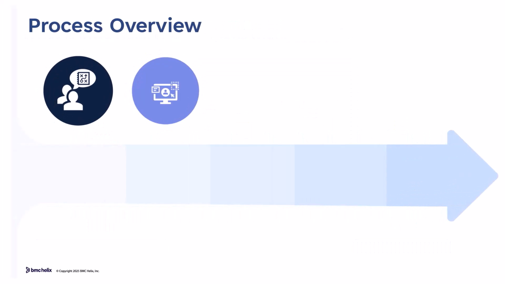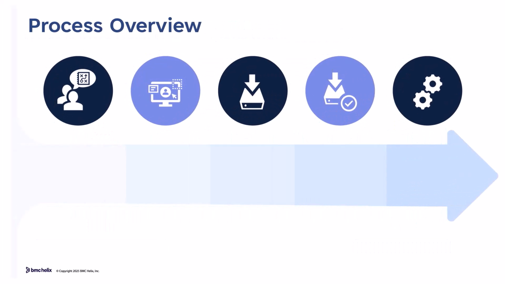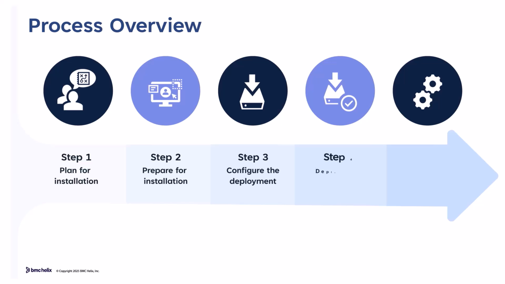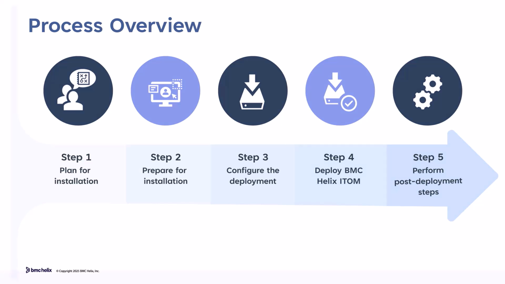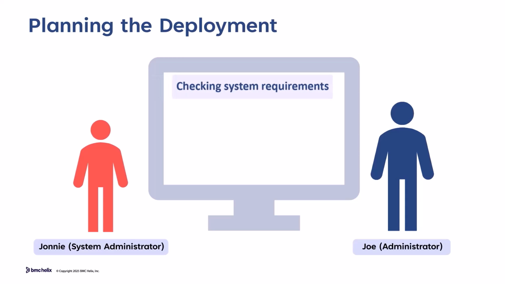To deploy BMC Helix IT Operations Management on premises, follow these 5 key steps. Plan the deployment, prepare for deployment, configure the deployment, deploy IT Operations Management, and perform post-deployment steps. First, we need to plan the deployment.